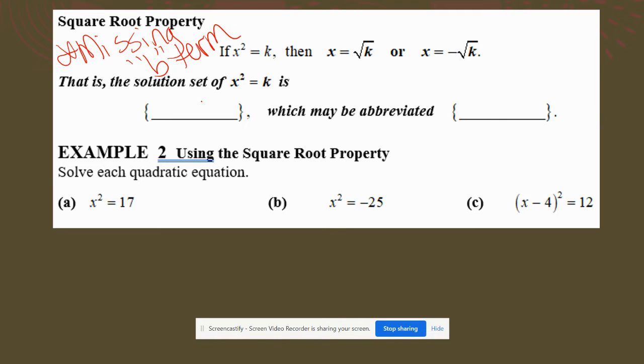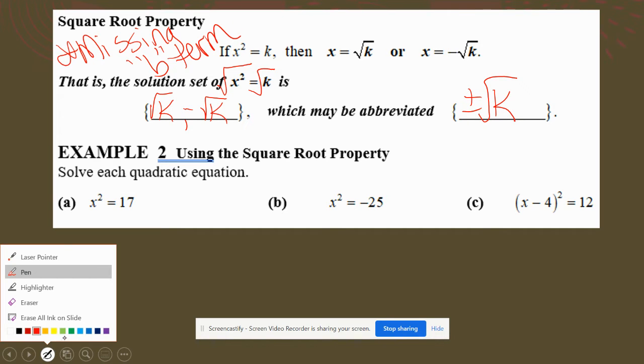So we have the solution to x squared is equal to k. If we take the square root of each side, we would have positive square root of k and negative square root of k, because every time we do a square root, there are 2 possible answers. We can abbreviate that to plus or minus square root of k.